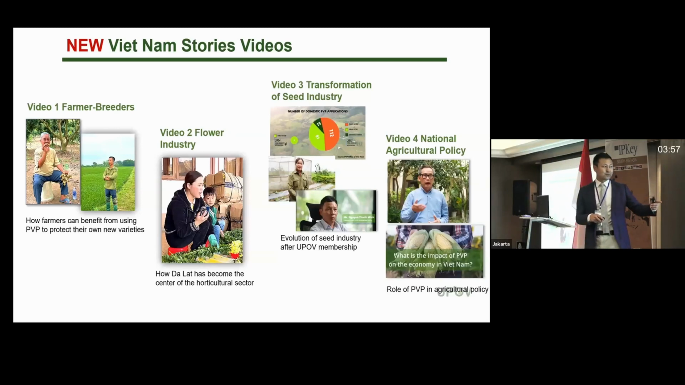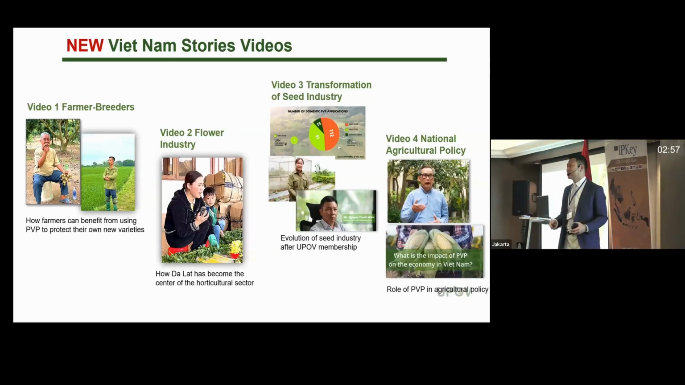And you can see that in 2004 there was a very small number of new varieties available, but after becoming a member, they have so many choices of new plant varieties bred by the public, private, and individual sectors, the diversity to meet the needs of the farmers. And the last one is national policy covering all the sectors, which the PBR system benefits at the national level as a whole, so the society.